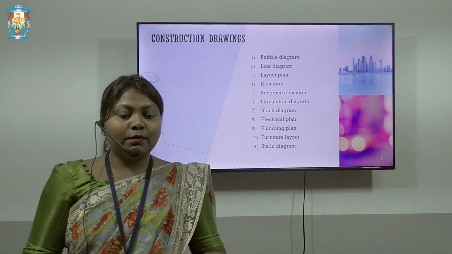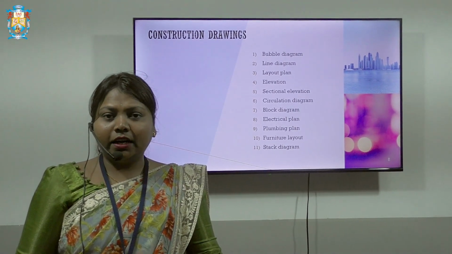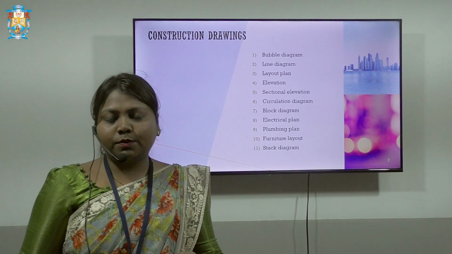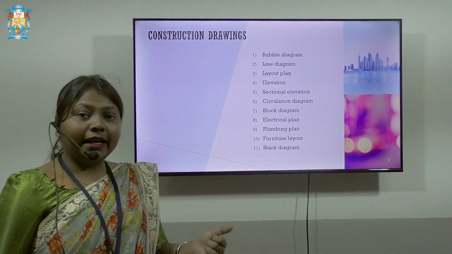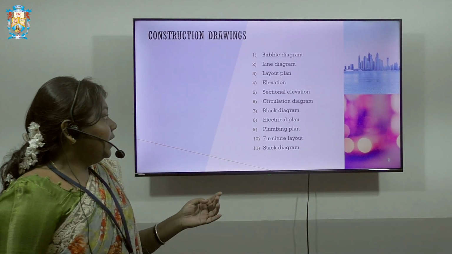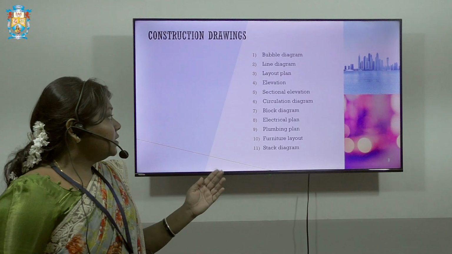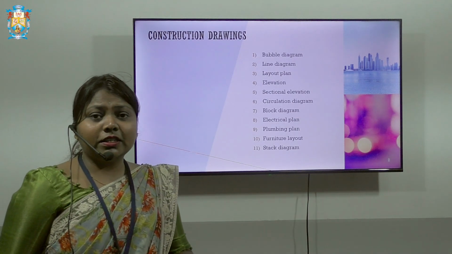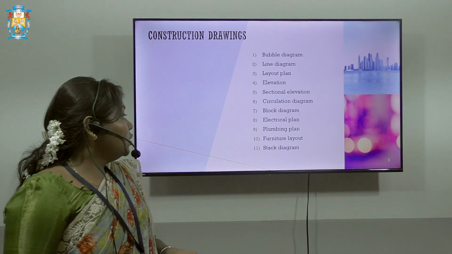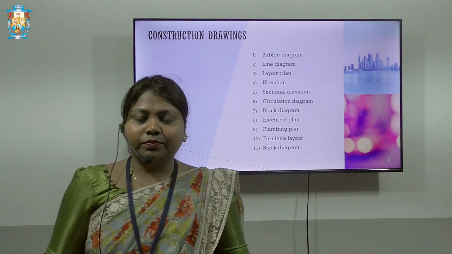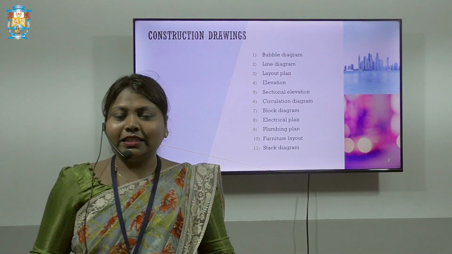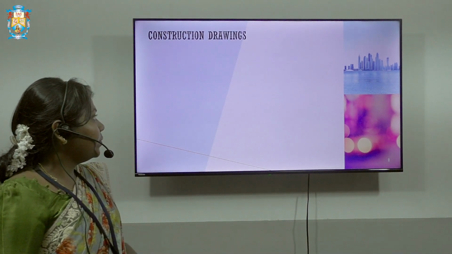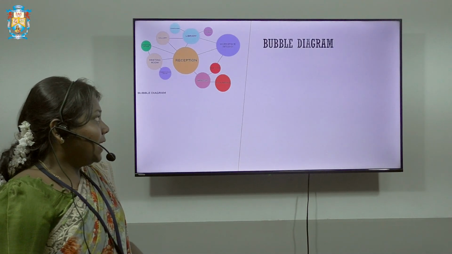So these are some of the drawings that we usually follow in space planning. They are bubble diagram, line diagram, layout plan, elevation, sectional elevation, circulation diagram, block diagram, electrical plan, plumbing plan. Also we have furniture layout and stack diagram. Now let's learn everything in detail. First one is bubble diagram.